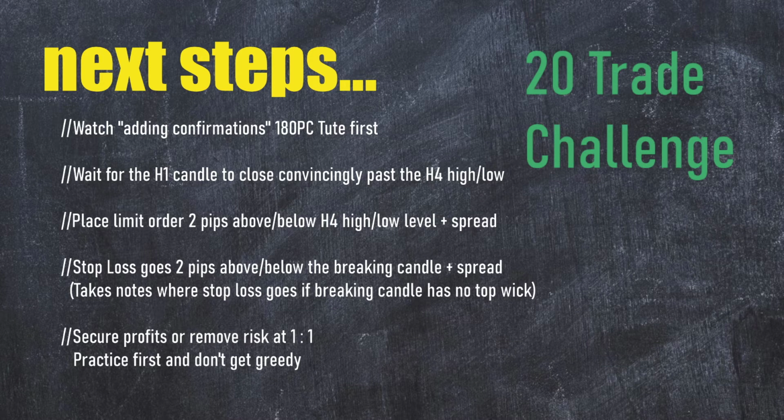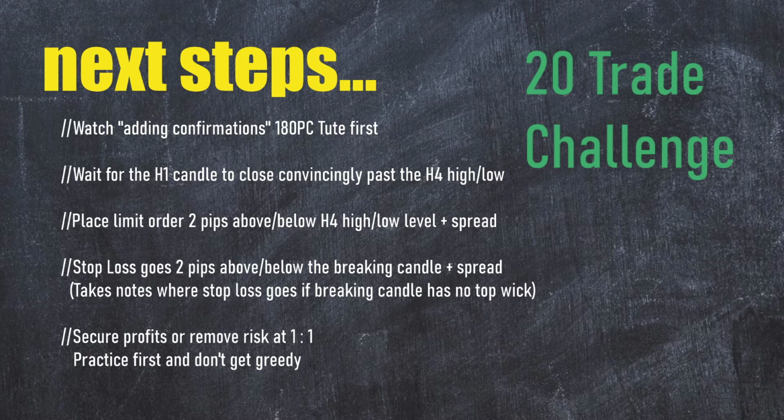So the next thing, the way to get into it. We're going to wait for the H1 candle, and I'm going to go through the examples. But we need it to close convincingly past the H4 high low. The entry would be where you would normally be taking the entry, but we want to wait for the hour to close convincingly. Convincingly might mean with a wick, but not right at it. So past it by a few pips.